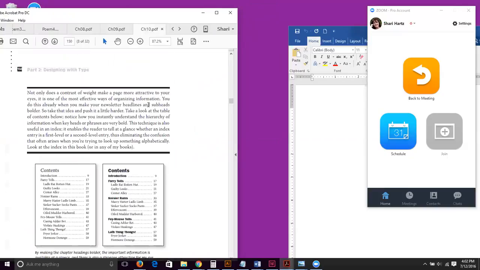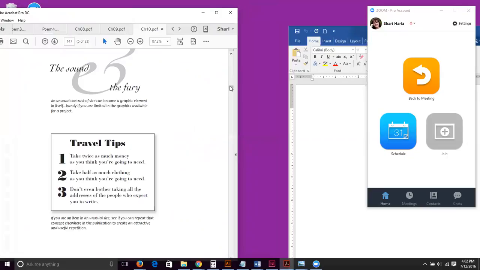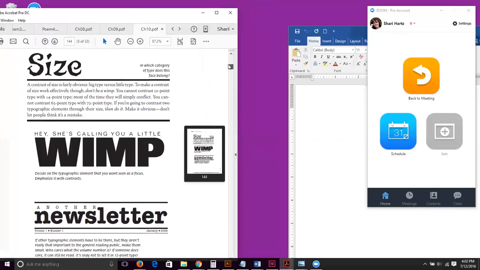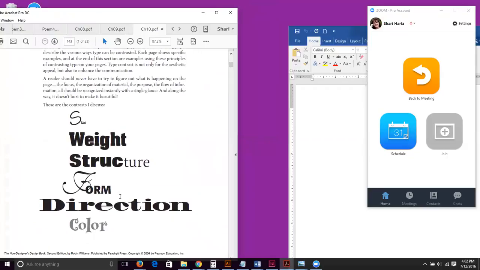Okay, was there anything interesting in here that I wanted to talk about? This one has to do with some alignment stuff in here and weight. So let's just take a look at the main ideas that they're talking about. These are the things that they talk about in here: size, weight, structure, form, direction, and color. I'll let you guys read this one because I want to spend a little bit of time going through the assignments with you guys. But these are the elements you'd want to look at when you're dealing with typography.